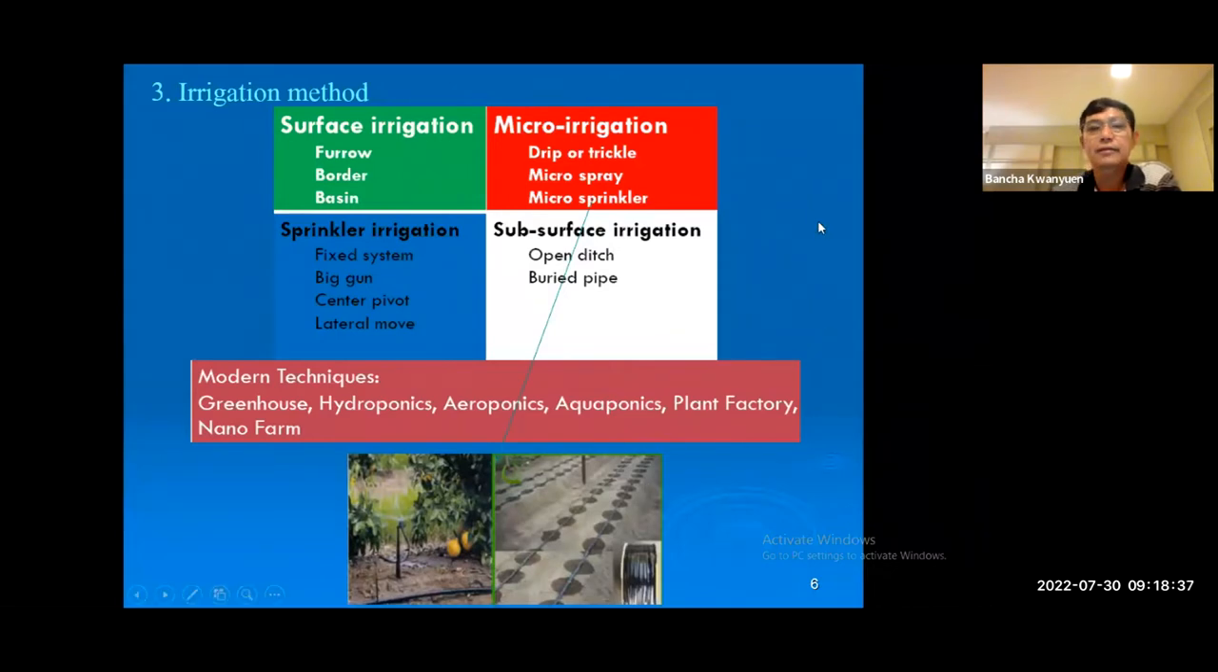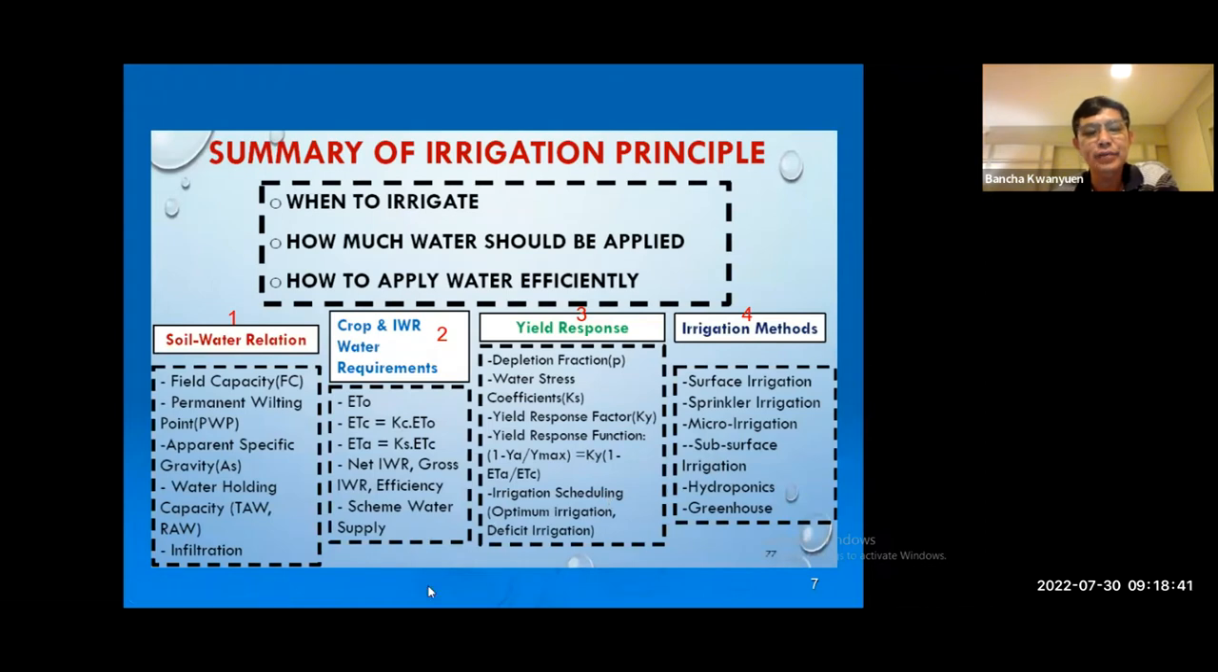Then, in summary, in the irrigation principle we look at how to irrigate, when to irrigate, and how much water. At first you understand the soil-water relation and those definitions. Next you understand the crop, so you can calculate the crop water requirement. With the efficiency, the effective rainfall, and other factors, you come up with the irrigation water requirement. After that you come out with the yield, but that yield has to respond to water somehow.